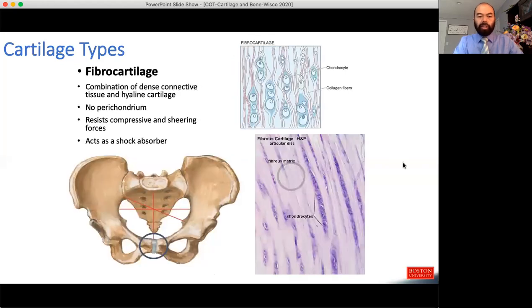Okay, and finally, if we take a look at fibrocartilage, what we're doing here is combining a super dense amount of connective tissue with a hyaline cartilage. So here is our connective tissue. Most of it is type 1 collagen. Notice again, there's no perichondrium in fibrocartilage, and it resists compression and shearing forces, and it acts as a strong shock absorber. What's shown on this image is the pubic symphysis, the fibrocartilage that's there.